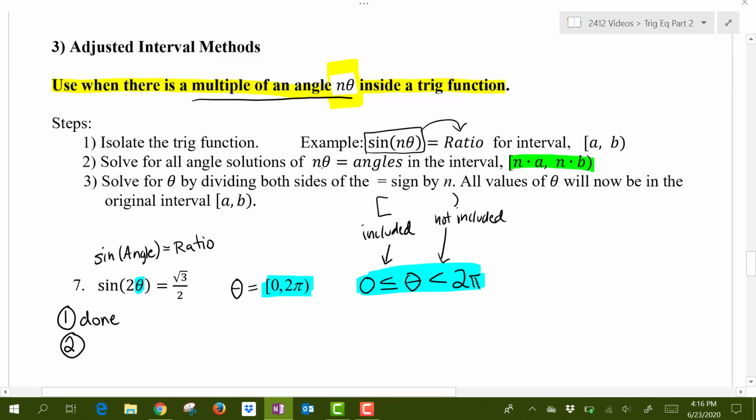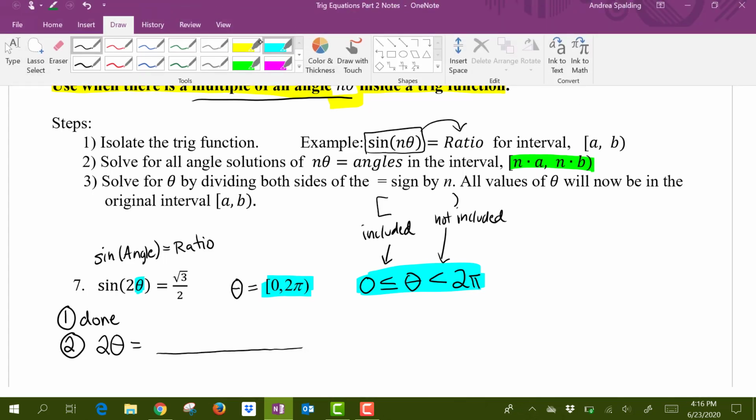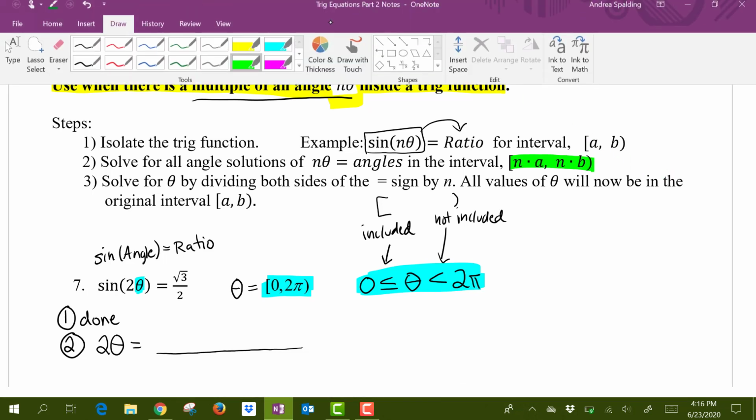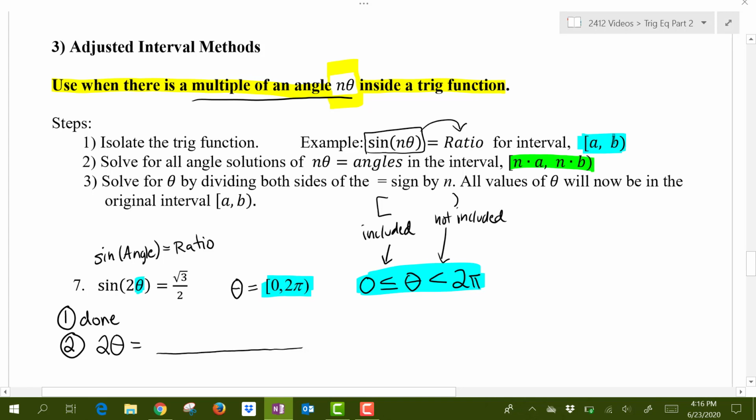Alright, so step 2 says we're going to solve for the multiple of the angle, so we're actually going to solve for 2 theta. So I'm going to say 2 theta is equal to what? Now we're asked to solve for 2 theta, all of those angles for 2 theta within an adjusted interval. So how do we get this adjusted interval? The adjusted interval comes from taking the original interval that we are given, which is here. I used A and B as placeholders. But we're going to take that given interval and multiply through by whatever number was in front of theta. So we're going to multiply the first number by n and the second number by n.